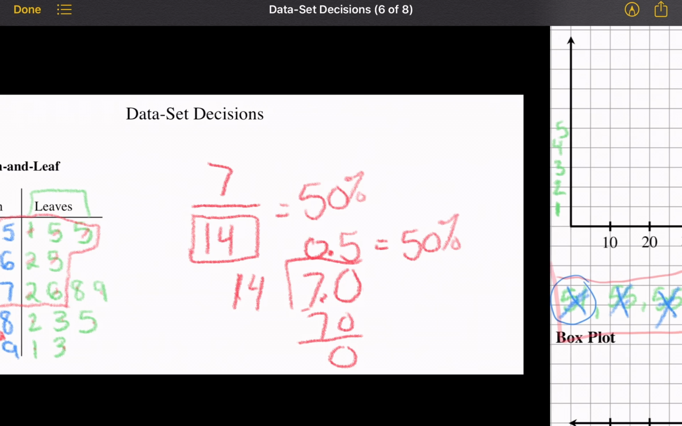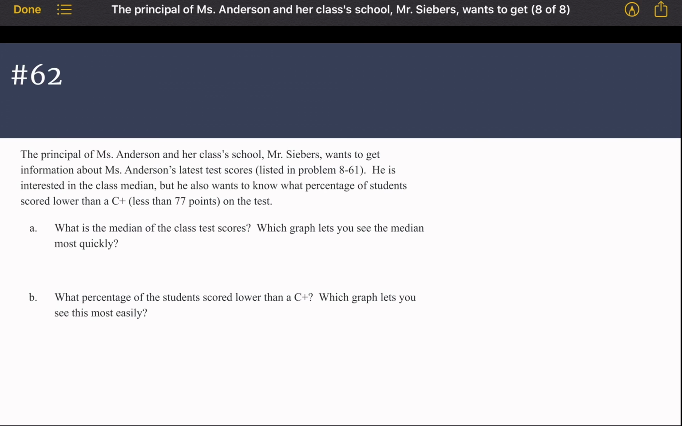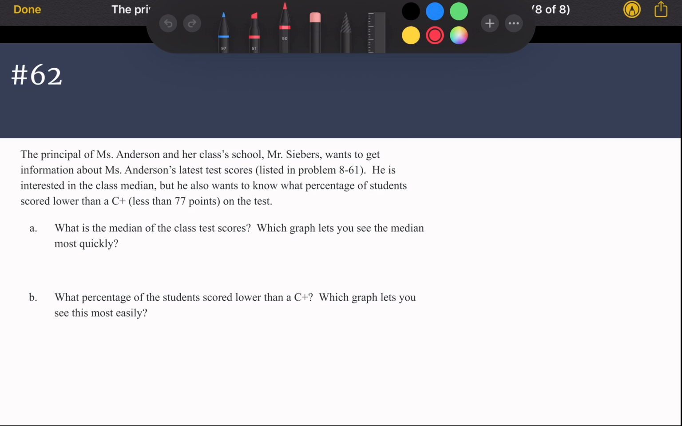Okay, so that was problem number 62. What percentage of the students? This would be 50%. And then for you, it kind of depends what you want to say. It just so happened that the box plot worked out. So I would say that was probably the easiest. But if you didn't know that, then the stem and leaf plot would be the best graph to look at.